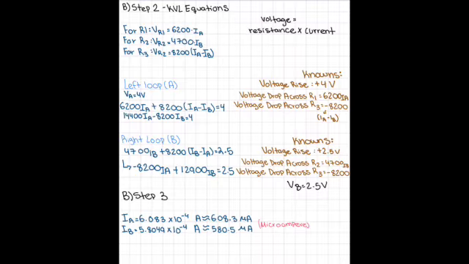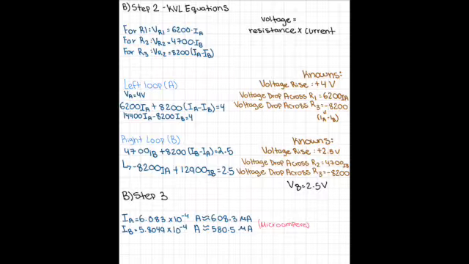Now, for the right loop, we see that the voltage drop across R3 and R2 must equal the source voltage, 2.5 V. Voltage drop across R2 equals 4,700 IB. Voltage drop across R3 equals 8,200, but since the current direction is opposite, it will be negative. From there, we get the following equation. After distributing and rearranging, we get negative 8,200 IA plus 12,900 IB equals 2.5.